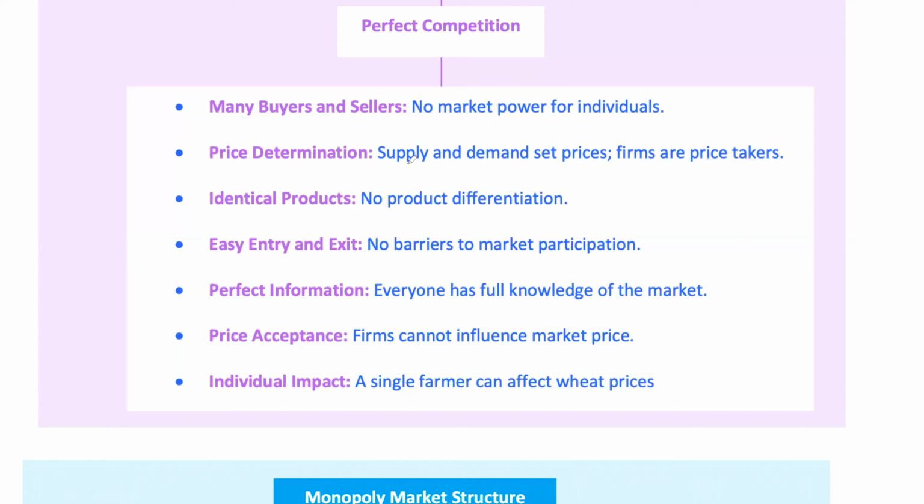Secondly, the products offered by different sellers are homogeneous, meaning that they are identical in nature. There is no product differentiation, and consumers have no preference for one seller's product over another's, as all products are perceived to be the same. Thirdly, there is free entry and exit within the market.